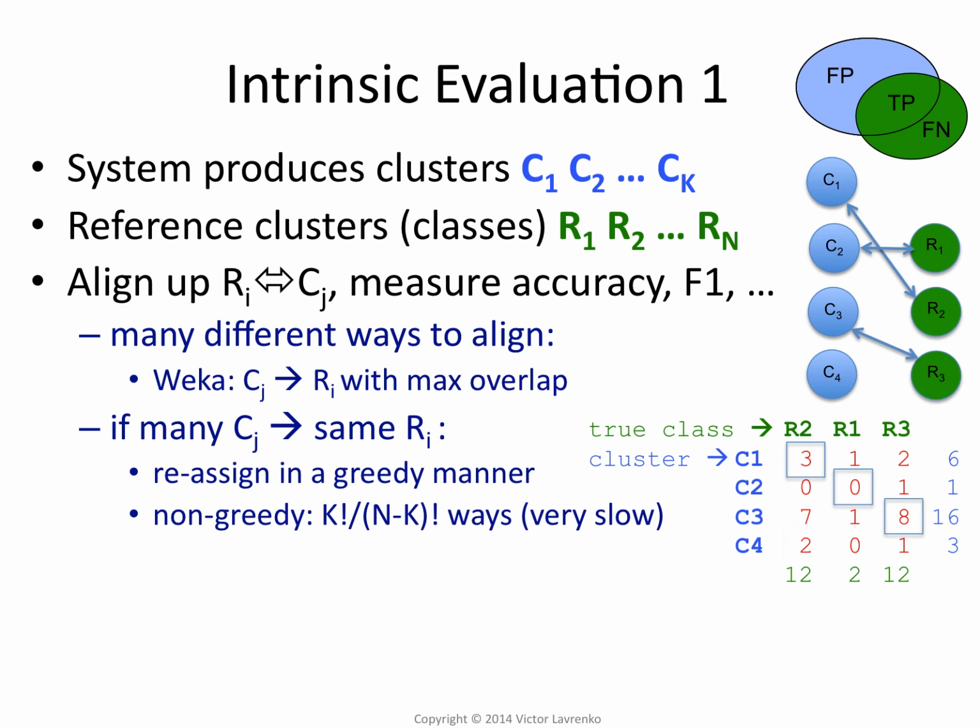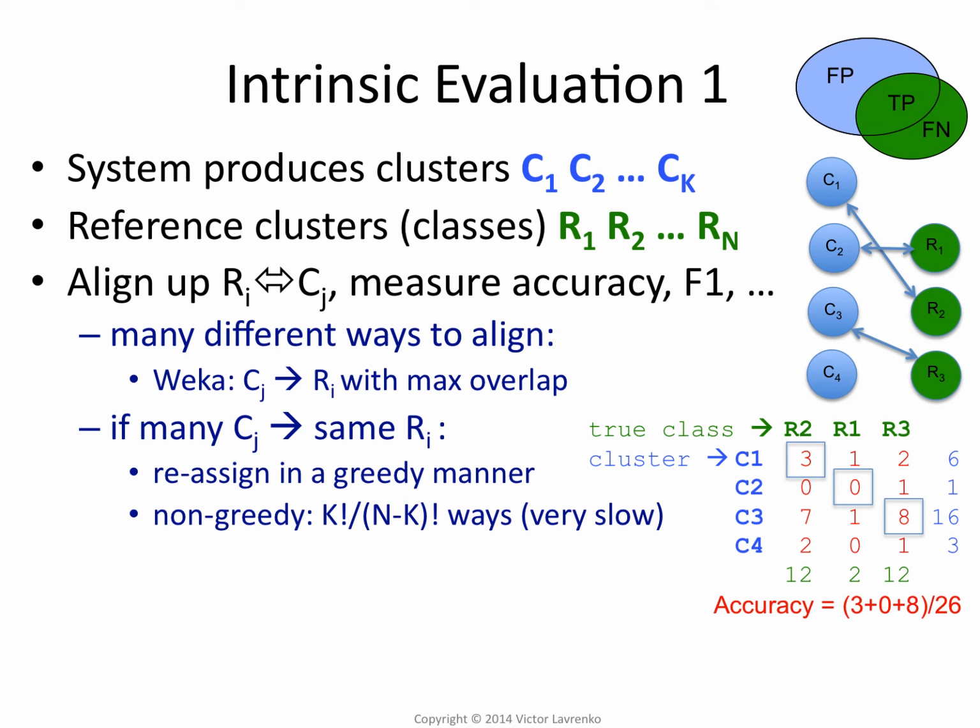And the final alignment is going to look like that. C1 is going to be aligned to R2, C2 is going to be aligned to R1, and C3 is going to be aligned to R3. Okay. Once I have this alignment, computing accuracy is trivial, right? The numbers within the alignment, those are my true positives, right? To compute the accuracy, I just add up the true positives over the entire set of clusters and divide them by the total number of elements that I have in my data set. So in this case, I would get 11 over 26 as my accuracy.